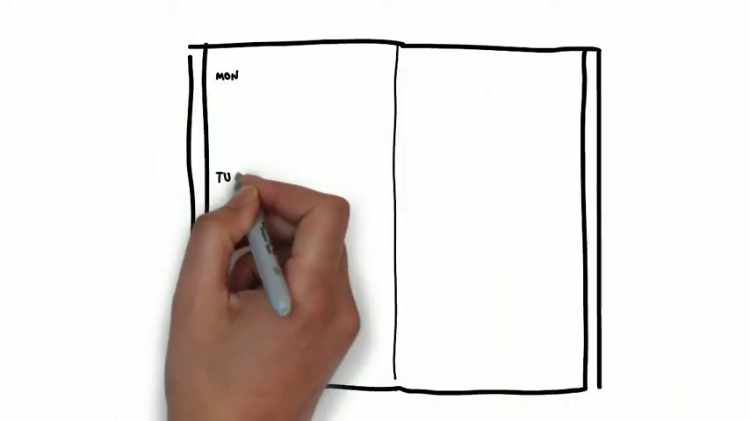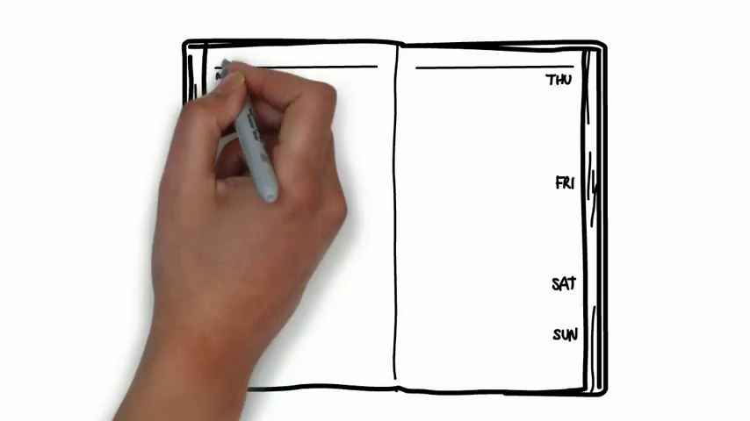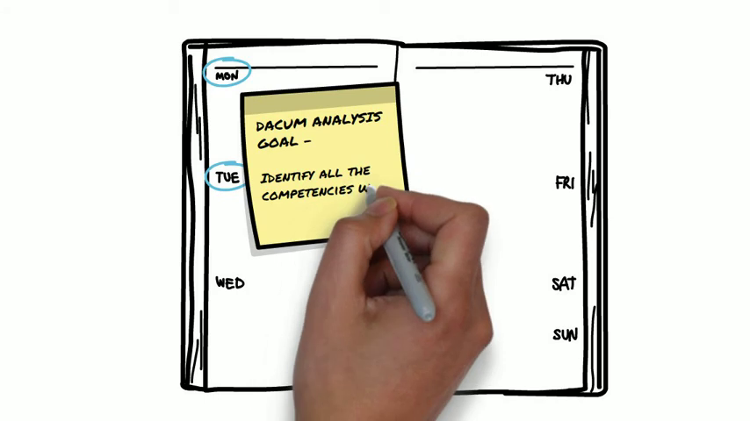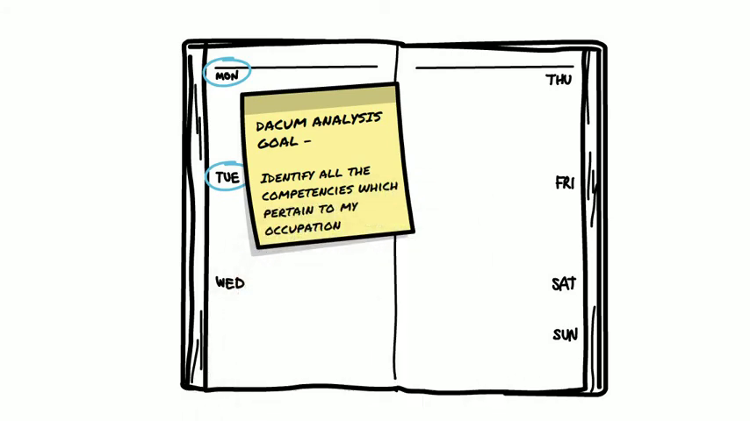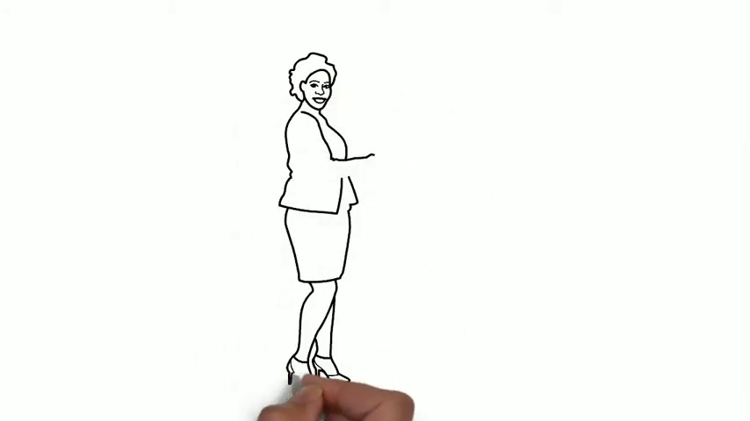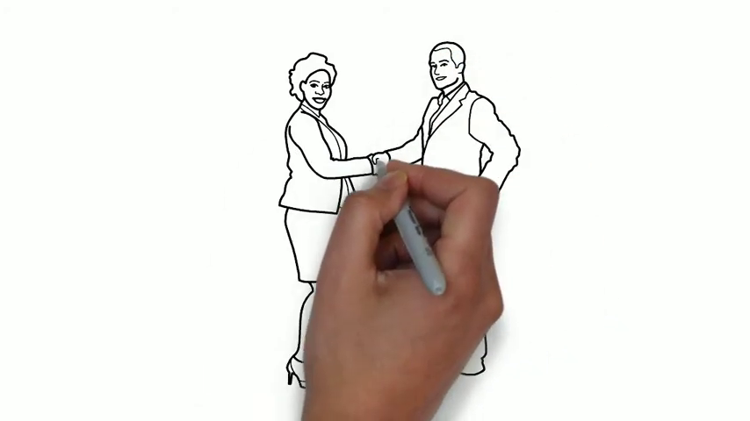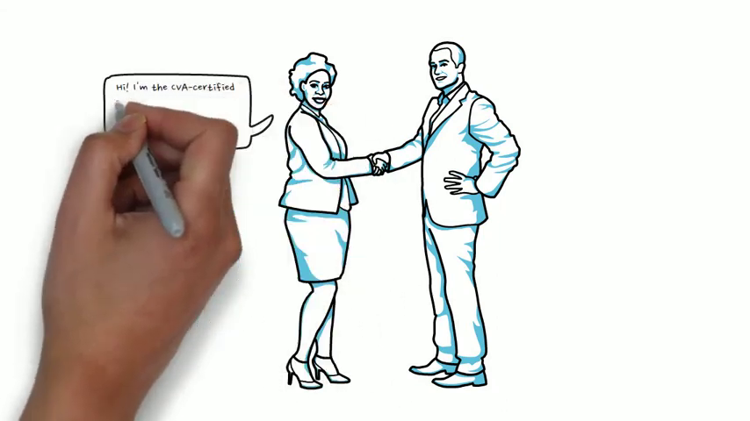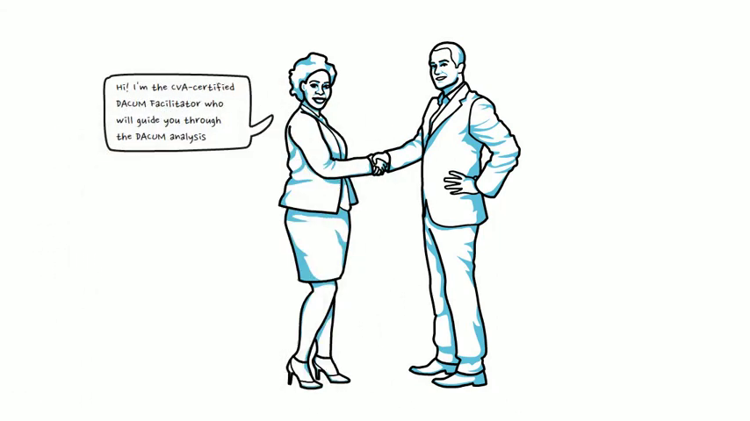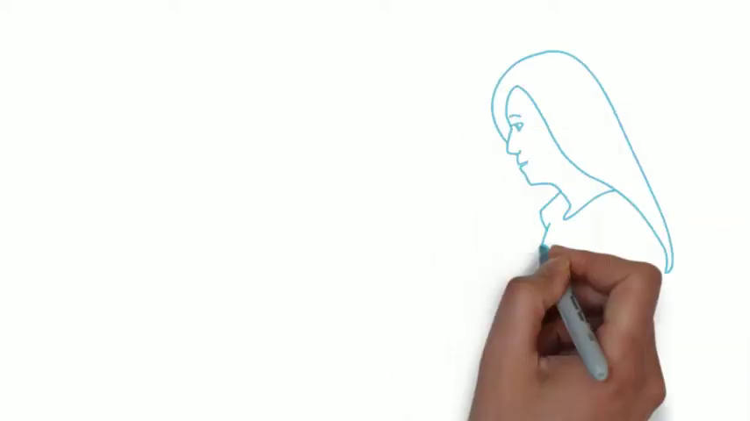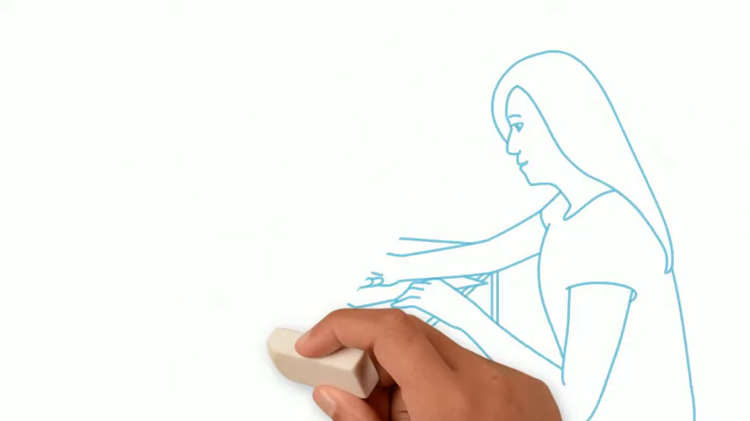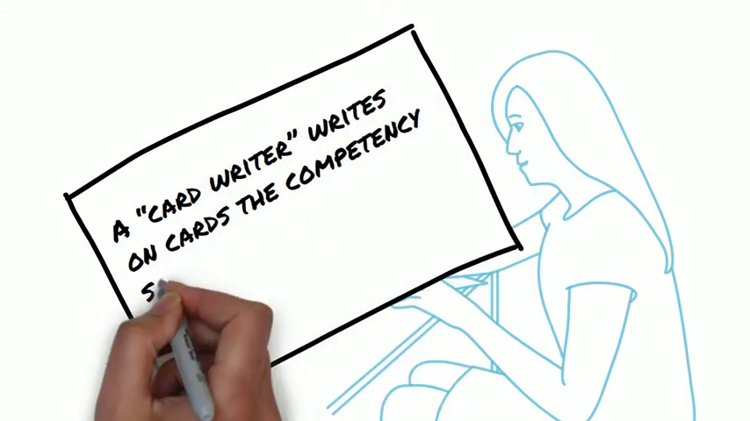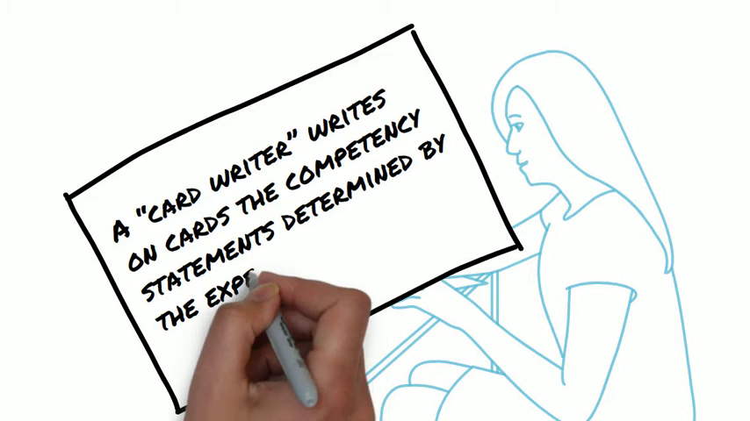The expert practitioners spend 2 to 3 days together with one goal in mind: to identify all the competencies which pertain to their occupation. The expert practitioners are not left to their own devices. Throughout the DACUM analysis, they are closely guided by a process expert, the CVA-certified DACUM facilitator. The last person, but certainly not the least, who participates in the DACUM analysis is the card writer. The card writer writes on cards all of the competency statements determined by the expert practitioners.